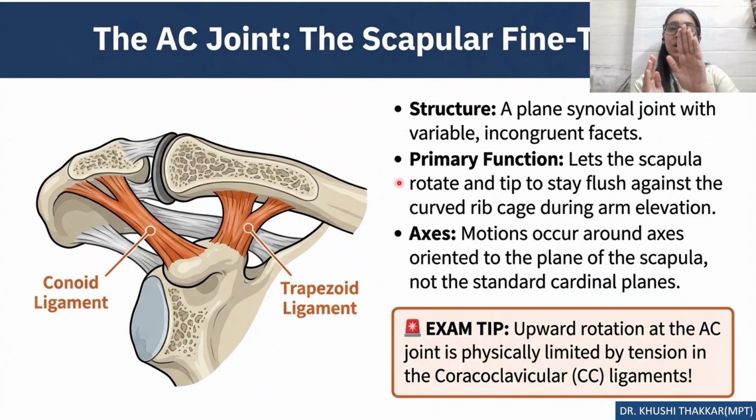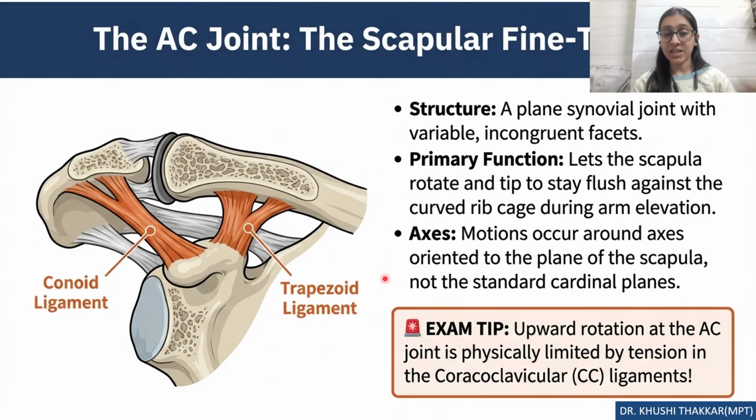So now the scapula is here on the thoracic cage. The entire movements of the scapula, which we discussed, of elevation, depression, protraction, retraction, all these movements happen at the clavicle and acromion junction, that is the acromioclavicular joint. The axis motions occur around the axis oriented to the plane of the scapula, that is the scaption plane, and not according to the cardinal plane.